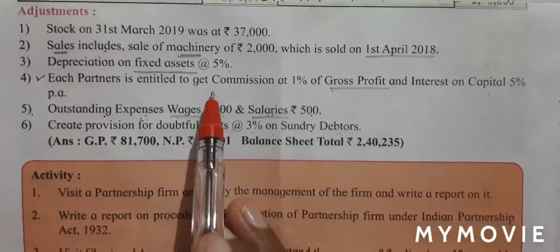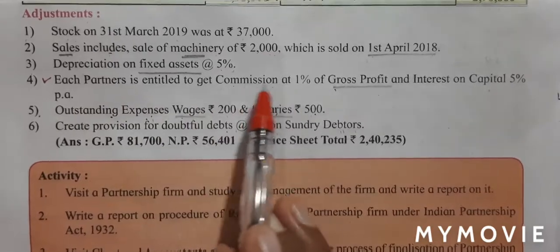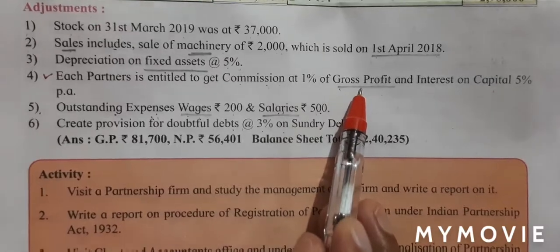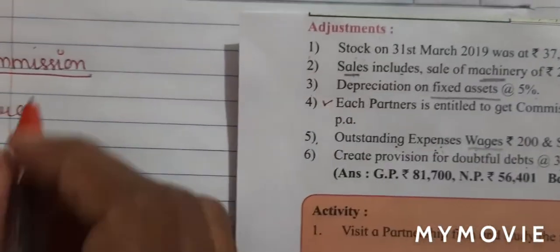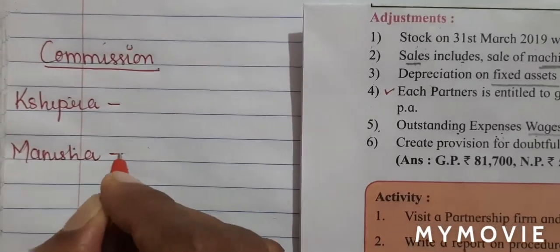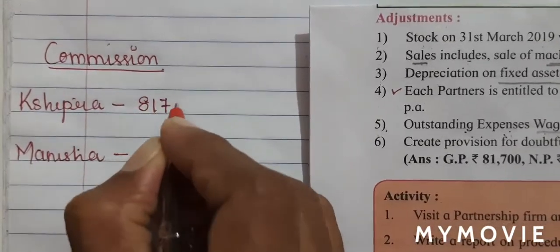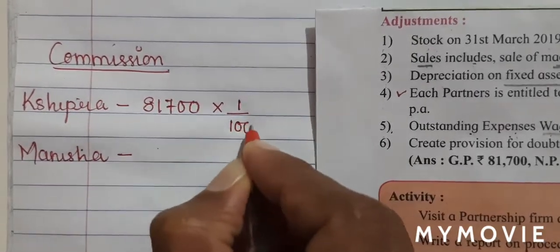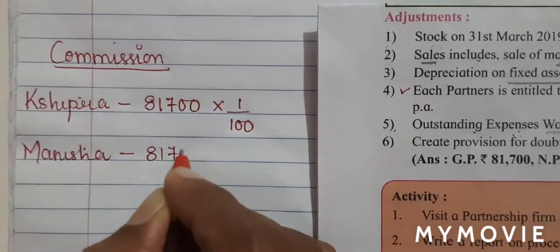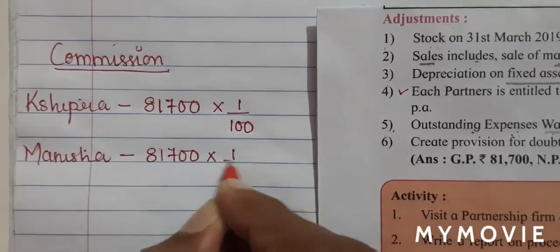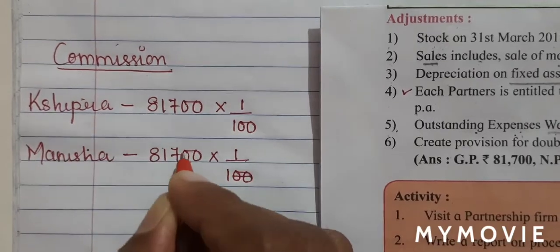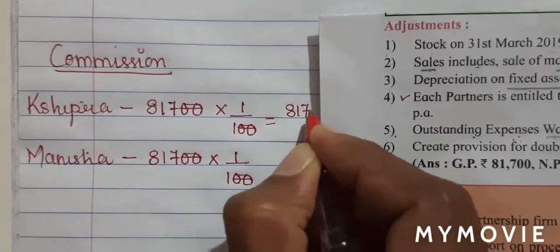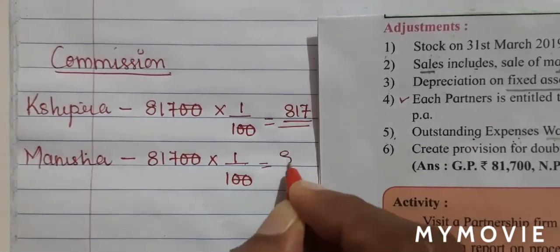So since we have got a gross profit, we can now complete this adjustment. That is, partners are entitled to get commission at 1% of gross profit. So let us do our calculation. For Shipra as well as for Manisha, our gross profit was 81,700. So on 81,700, we have to calculate 1% each. So when we do the calculation, for Shipra, I'm getting an amount of 817, and for Manisha also 817.